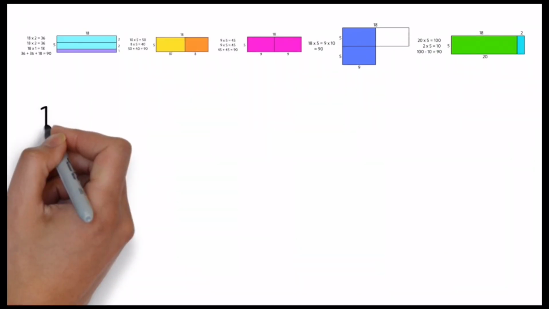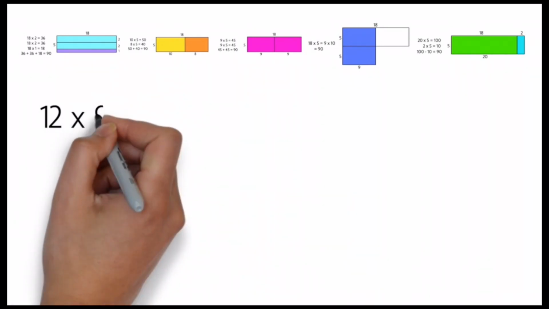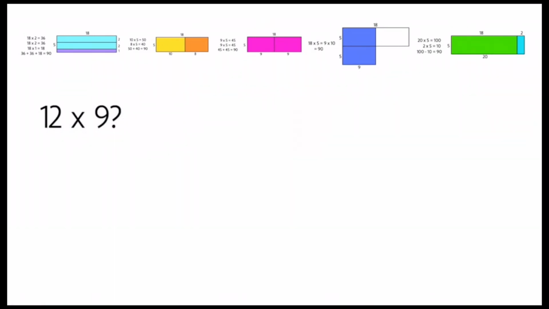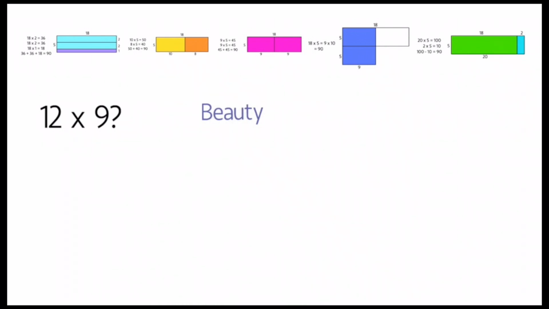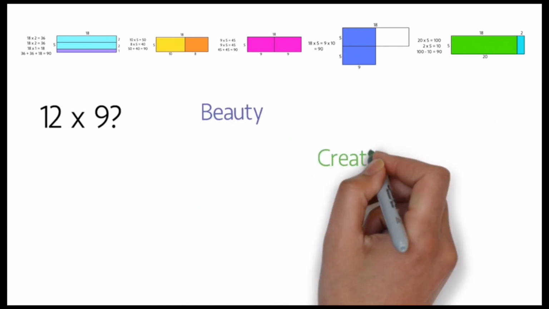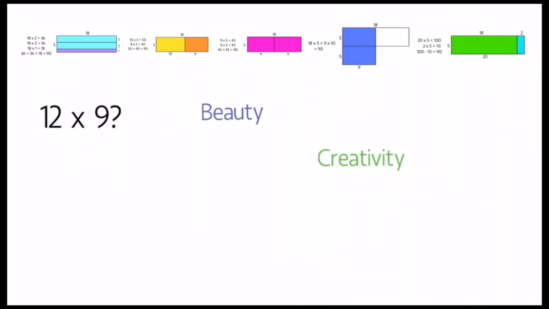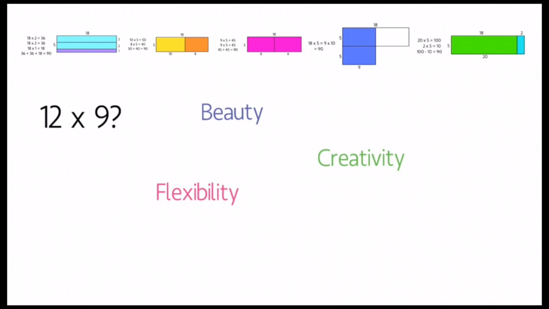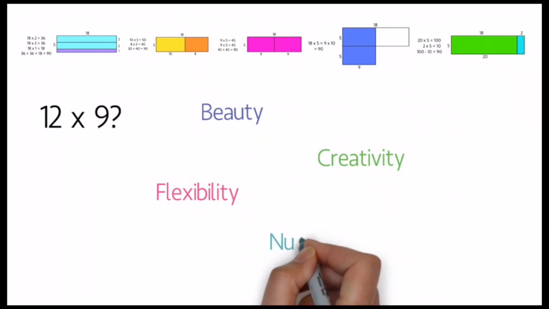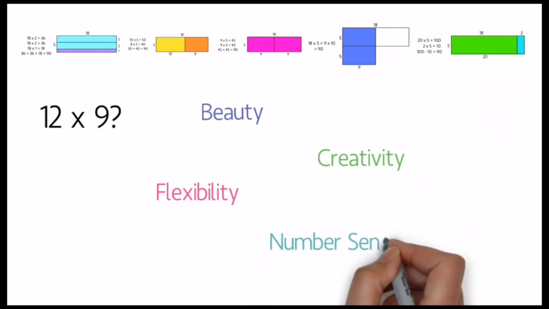So we've seen 5 different methods for 18 times 5. Can you find different ways of solving 12 times 9, both numerically and visually? The variety of methods we see is part of the beauty and creativity in maths. All problems can be solved in different ways, and we should embrace that. Number flexibility, being able to work with numbers and see what they are made of and combine them in different ways, is an important part of number sense.